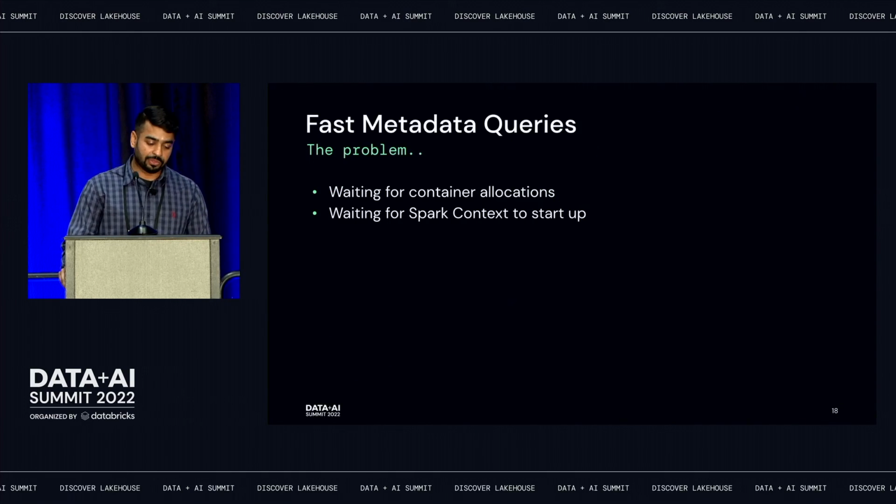The second problem is the fast metadata queries. As discussed, waiting for container allocations can significantly add latencies, up to tens of minutes in query executions. Additionally, starting a Spark context can take time too, because it has to download all the jars, create a connection with Metadata, load all the functions, etc. And it gets really worse when you have like 300,000 tables. We have tens of thousands of schemas, and each schema can have their custom functions in it.